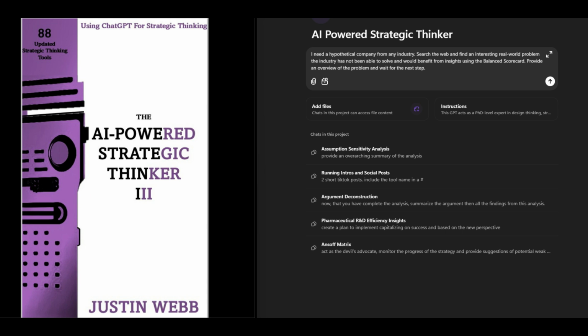For this purpose, I've prepared a prompt that will make up an organization, but search the web for a real-world problem we can look at in this example. The prompt states, I need a hypothetical company from any industry. Search the web and find an interesting real-world problem the industry has not been able to solve and would benefit from insights using the Balanced Scorecard. Provide an overview of the problem and wait for the next step.